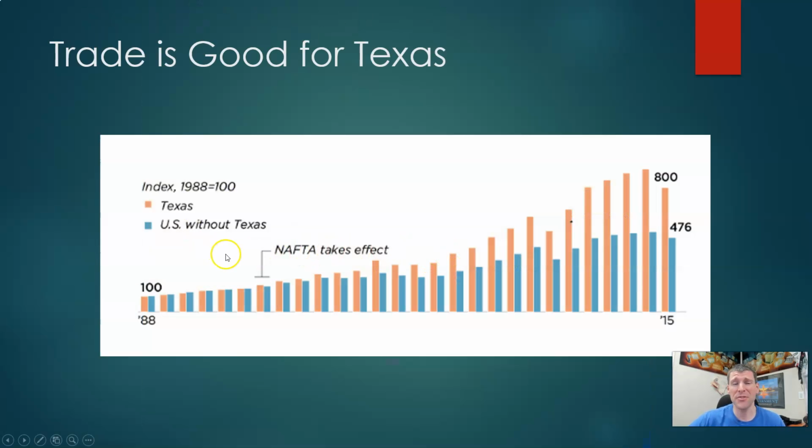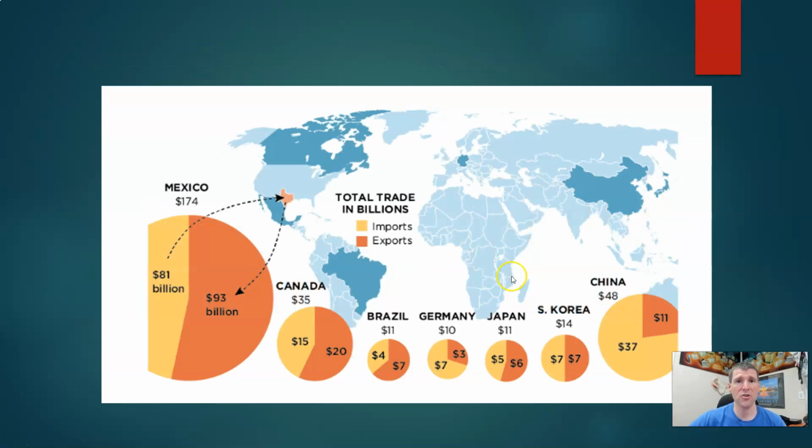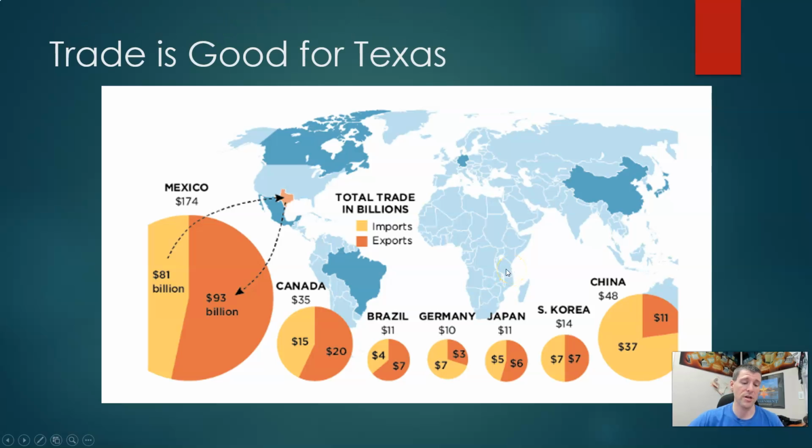Okay, and NAFTA, people complained about it, but it was actually good for trade in Texas. So you see trade in Texas, the orange bar, versus trade outside of Texas, everywhere in the U.S. except for Texas. You see how much it benefited after NAFTA took effect, right? Because NAFTA, the North American Free Trade Agreement, created more free trade between the United States, Mexico, and Canada. Since Texas sits here on the border, that means we were primed to trade a whole lot with Mexico, and we benefited quite a bit because of it.